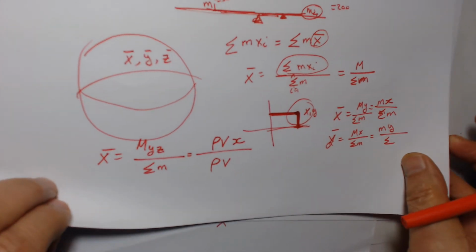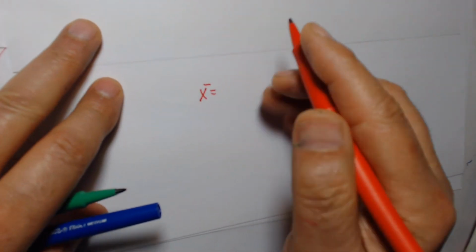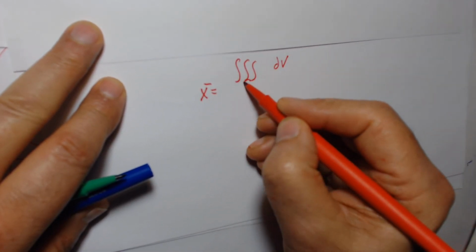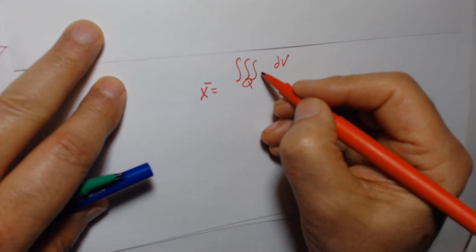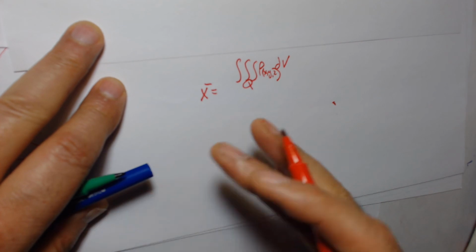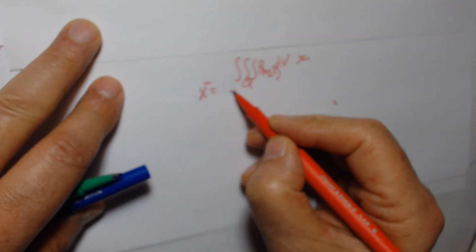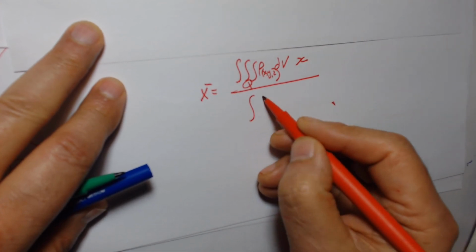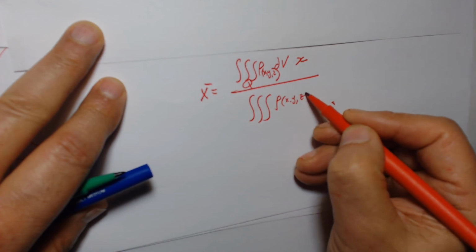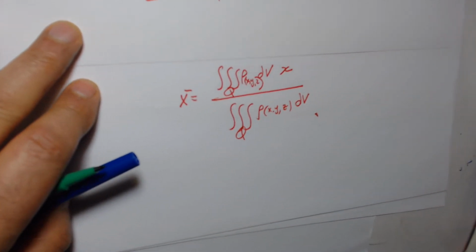Therefore, if somebody asks, what is the formula for x bar? You have to say you have a triple integral, dv, that's your volume. You have to multiply by rho of x, y, z, that becomes a mass. For the x bar, you have to multiply by x, all over the mass, which is only density times the volume. The difference between them is an x.